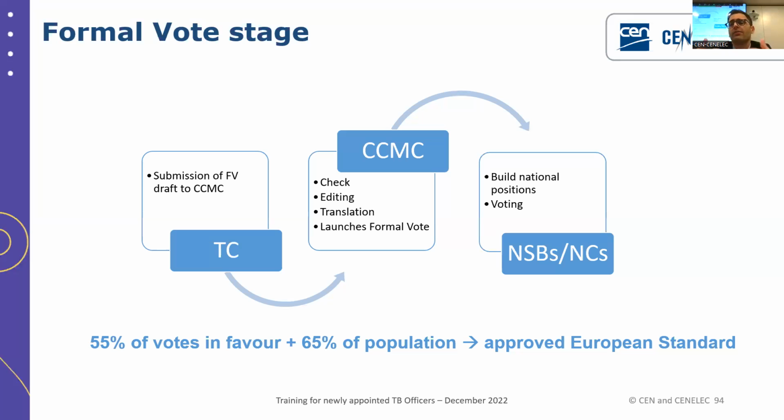And after we finalize the editing, we submit the document to our French and German members to translate the document. They have 5 weeks to translate the document into French and German. And after that, we launch the formal vote. The formal vote has a duration of 8 weeks.